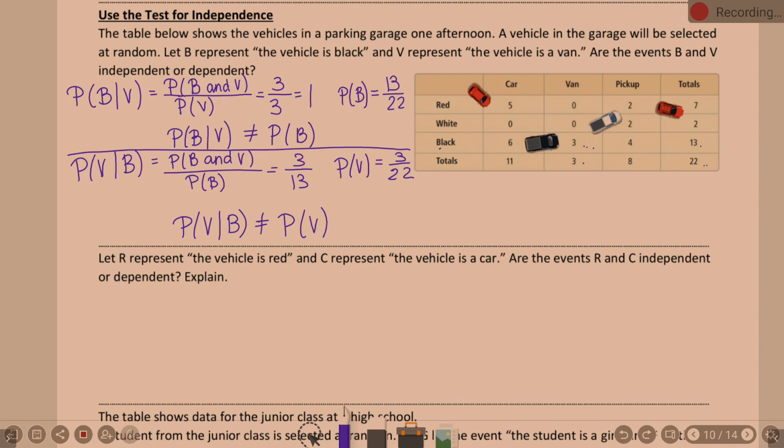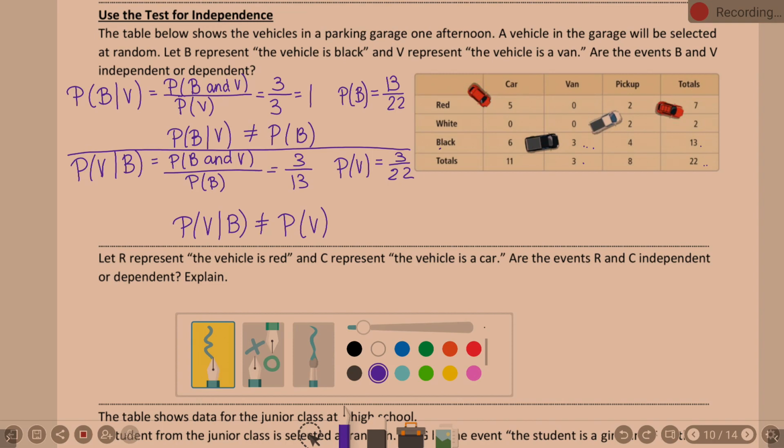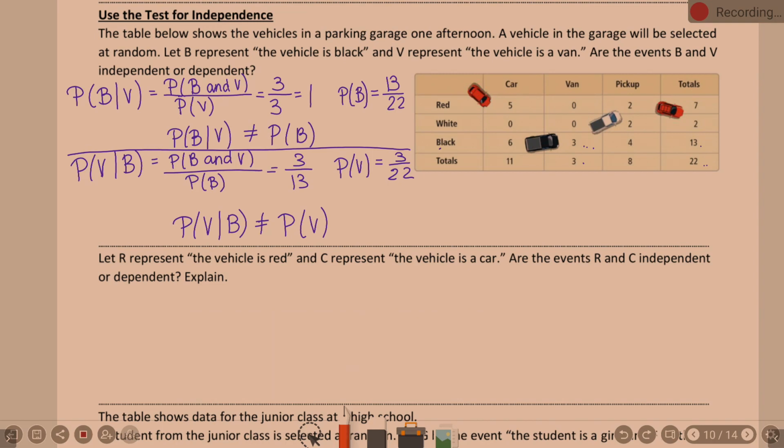Okay, so together, what did I just show? These events are dependent, right? They are not independent. So between both of these, that is our proof that events B and V are dependent.